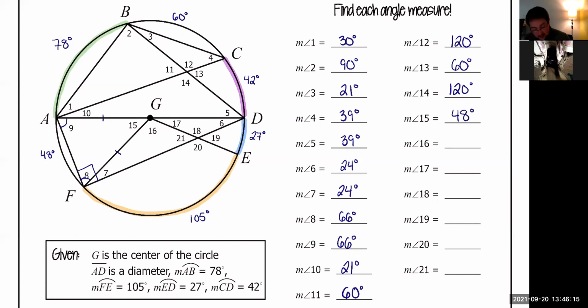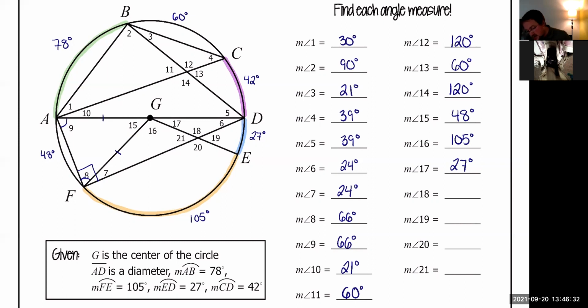16 is also a central angle. It would be 105 degrees if you follow its legs out. 17 is also a central angle. It should be 27 degrees.